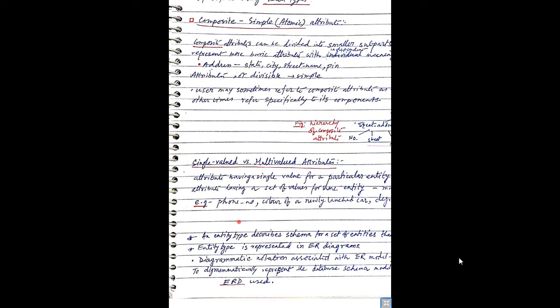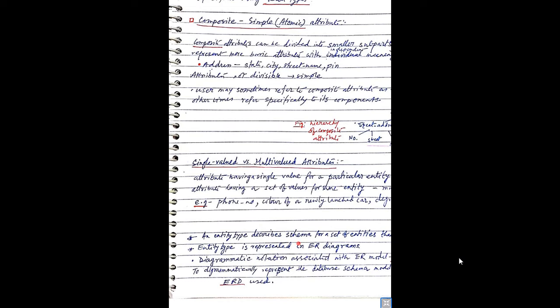But the name of the person cannot be multi-valued. Obviously, a person should have only a single name. So the name attribute is a single valued attribute, but the phone number attribute is a multi-valued attribute that can hold a number of values against a particular entity. Okay, so that is single valued and multi-valued.